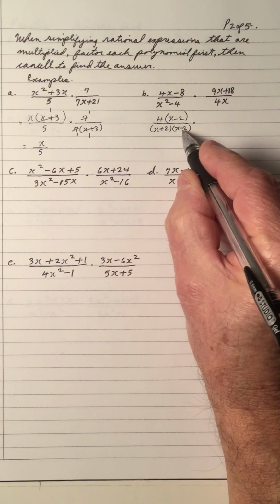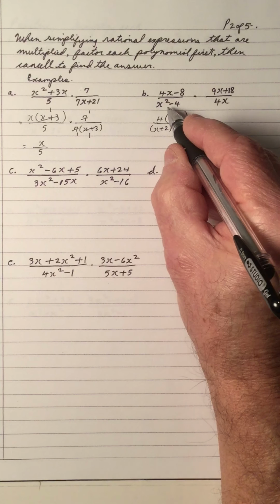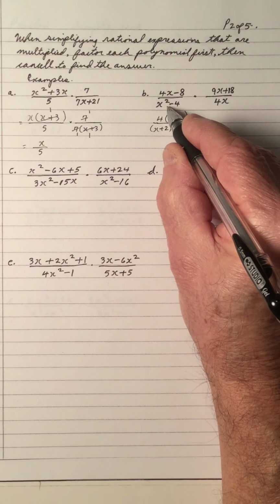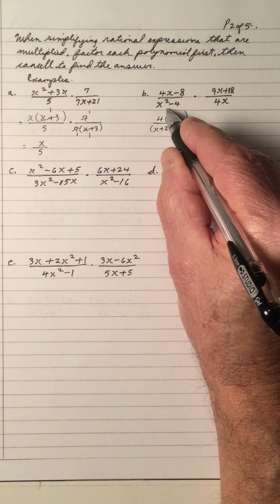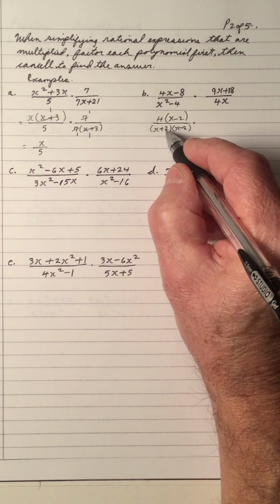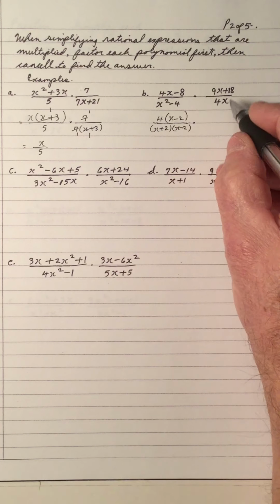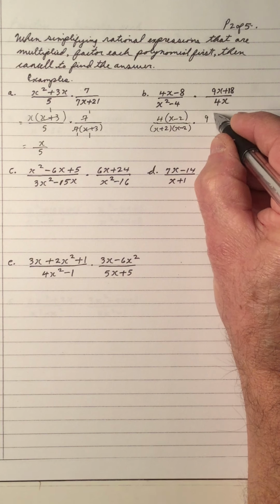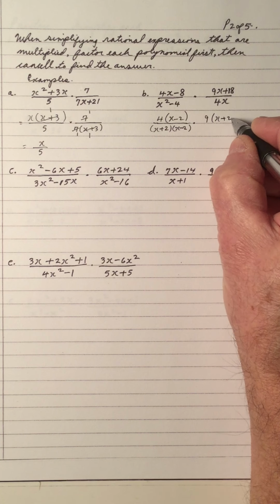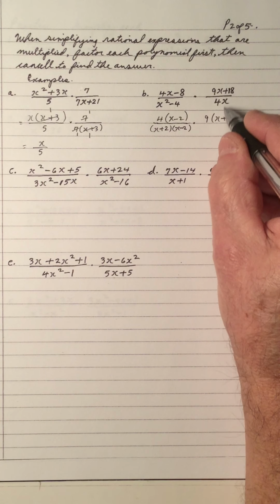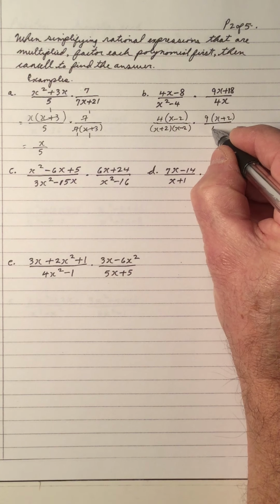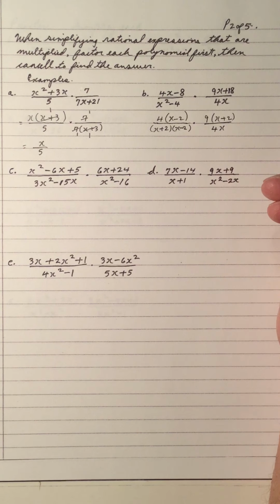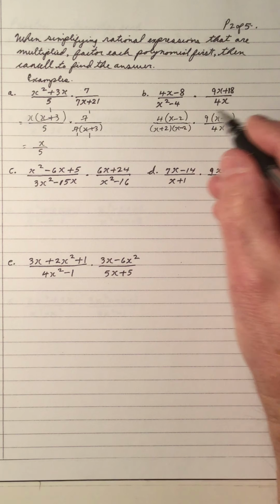Notice the product is negative 4, and there's no x in the middle here, so therefore the sum of these two factors is 0. 9x plus 18. 9 is the GCF, which gives x plus 2 when you divide 9 into both of these. And 4x can factor as 2 times 2x, but we'll just leave it alone.